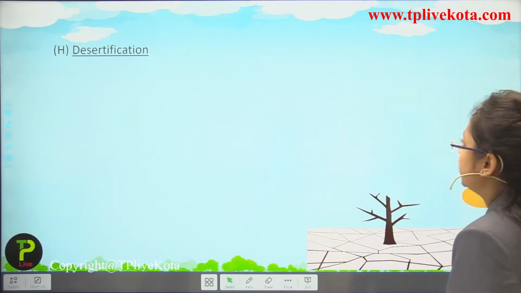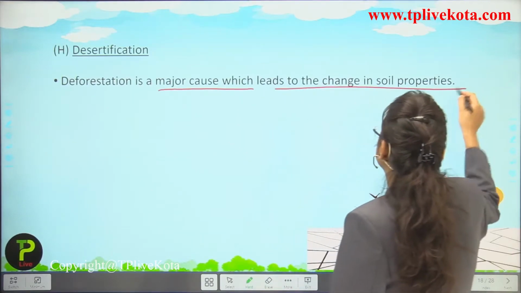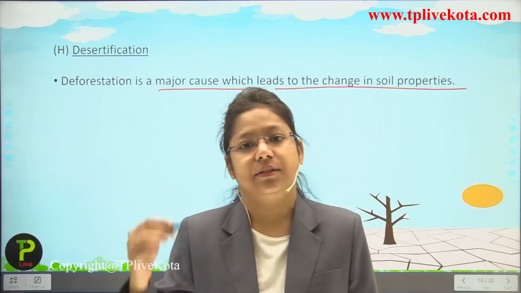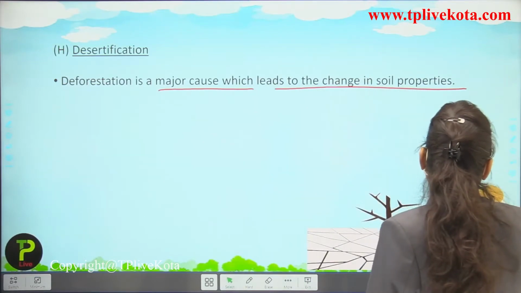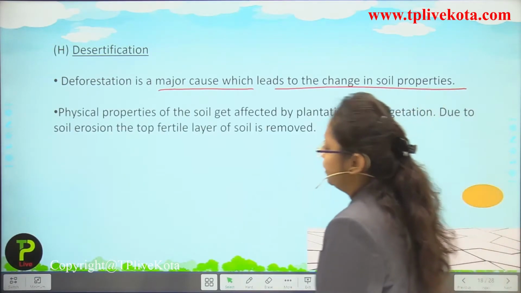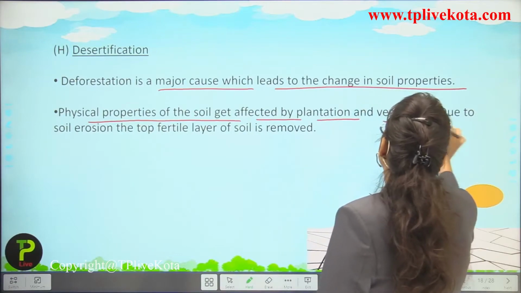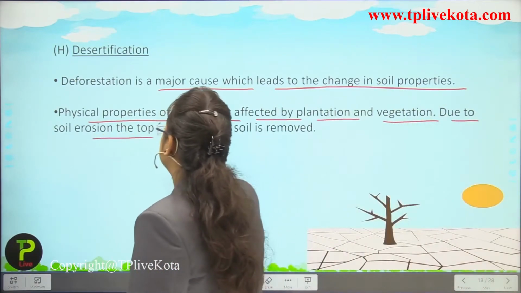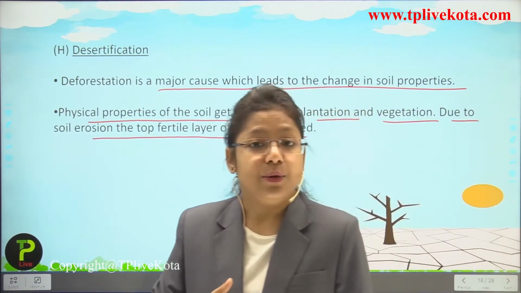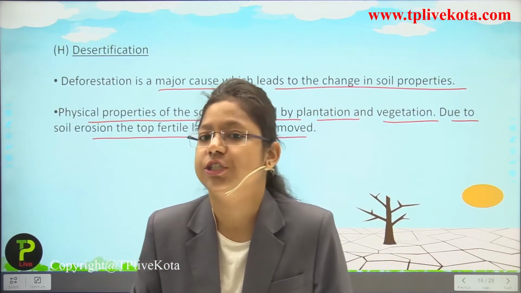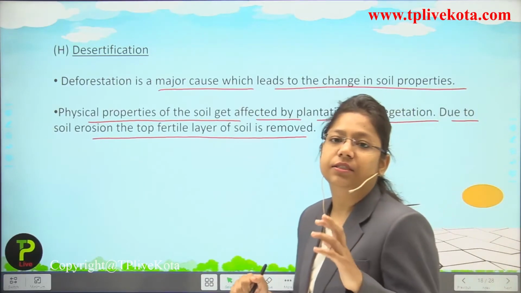So first we are going to see all the points related to desertification. Deforestation is the major cause which leads to the change in the soil properties, because we are cutting down the trees and the soil properties and nutrient levels change. Physical properties of the soil get affected by plantation and vegetation. Due to soil erosion, the top fertile layer of the soil is removed. The top fertile layer, which is rich in nutrients, gets removed if you do the deforestation practice. So this is a very harmful practice, students. Actually, you are just cutting down the trees.